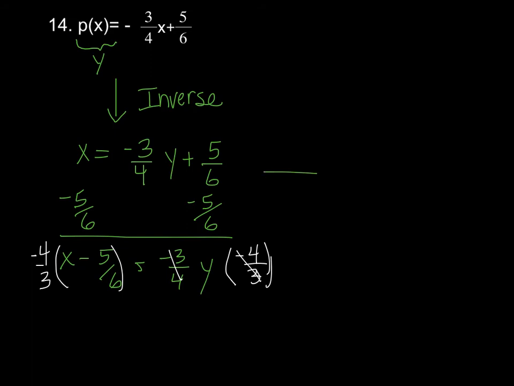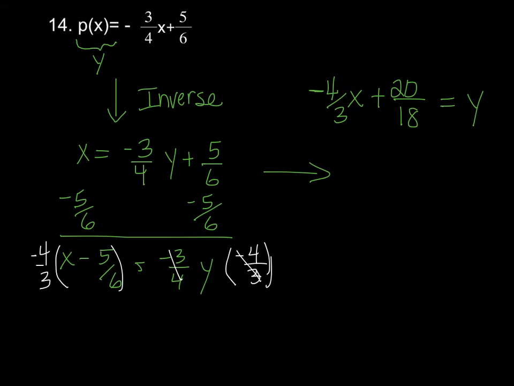I think I'm going to scoot over here so I don't run out of room. If I distribute that negative 4/3 through, I'm going to get negative 4/3 x. And a negative times a negative will give me a positive. I'm doing negative 4/3 times negative 5/6, so the negatives will cancel out and become positive. And then I'm going to have 20 over 18. Multiply numerators with numerators, denominators with denominators. And that will equal y.